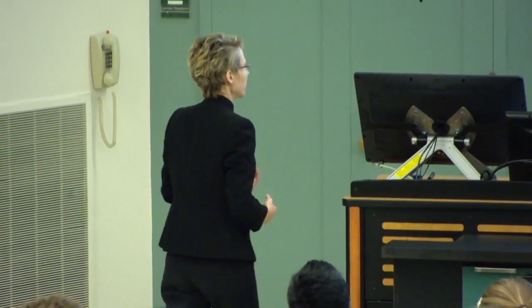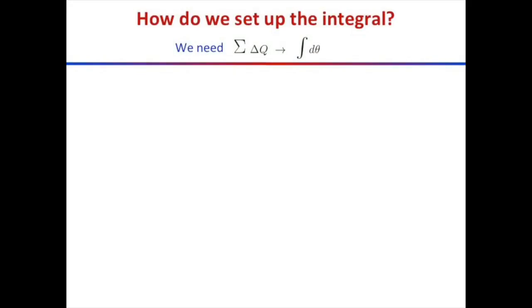So in this case, I think the way to do this integral in the easiest way is not to work in the xyz coordinates, because they have a circle. Now I'm going to sum up something all around a circle. And to sum up all around a circle, I really want an angle coordinate in there. So I'm going to switch to polar coordinates now in order to set up this integral. And I'm going to sum up all the charge around the circle by summing up an angle. So how do we set up that integral? We need that sum over the delta q's goes to some integral over an angle.